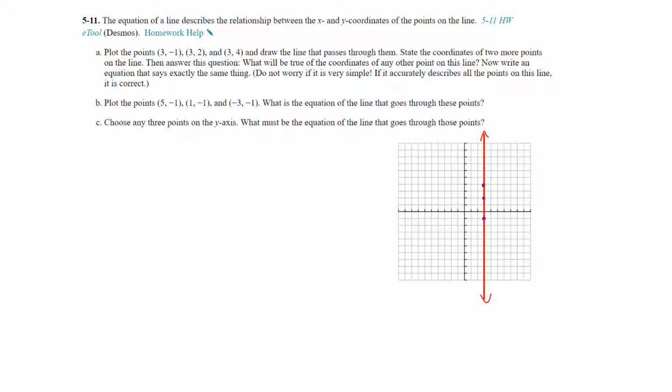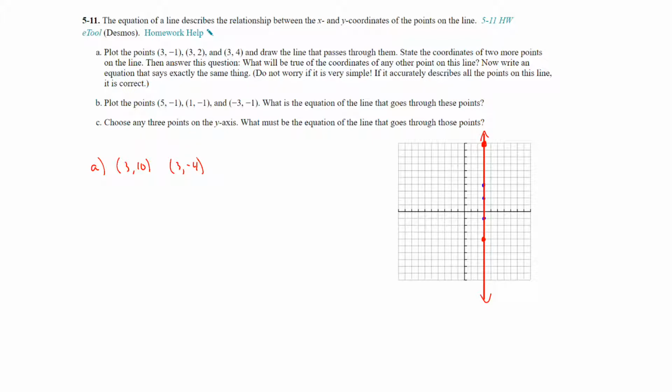Alright, so that is a vertical line. You can see, state the coordinates of 2 more points on the line. So we can pick any 2 points, doesn't really matter. I'll take this one at the top here, should be at (3, 10). And then another one is going to be at (3, -4). And as long as you have an x value of 3, anything's going to work there. Then answer this question. What will be true of the coordinates of any point on this line? Well, we just kind of said that. So any x value, all x values will be 3, and then the y can be whatever.